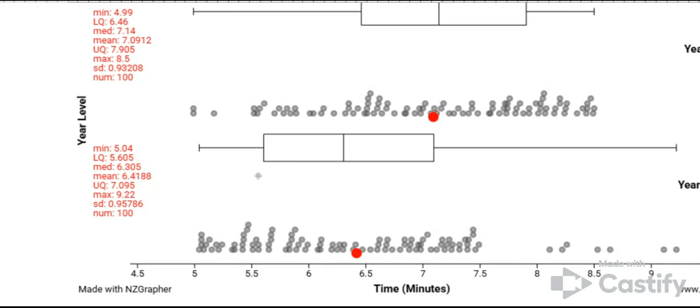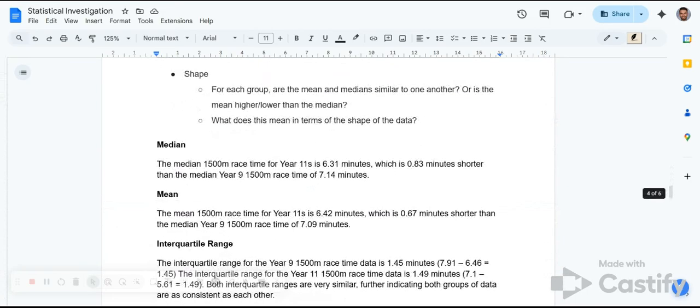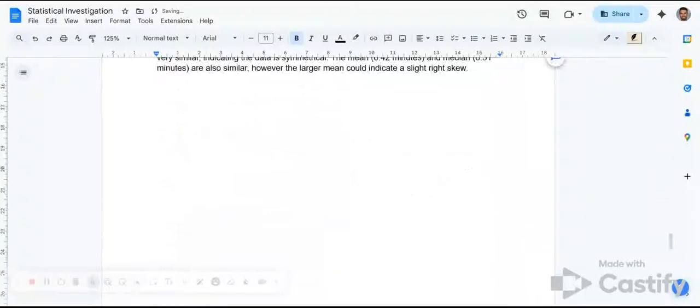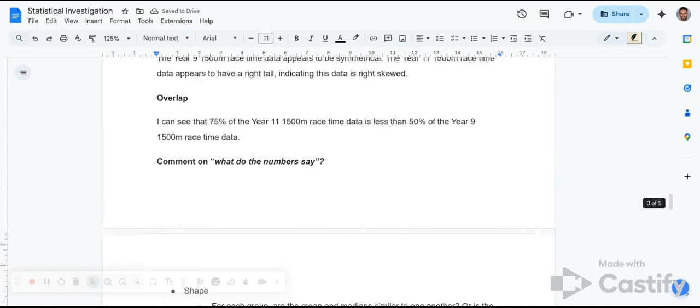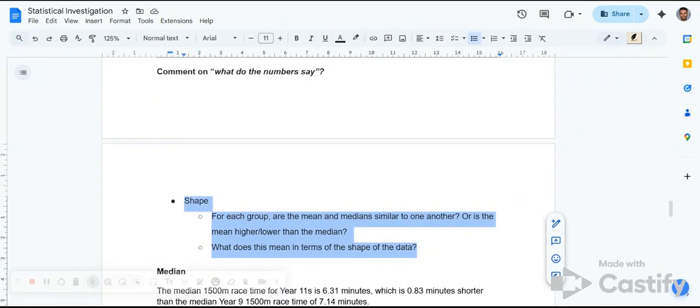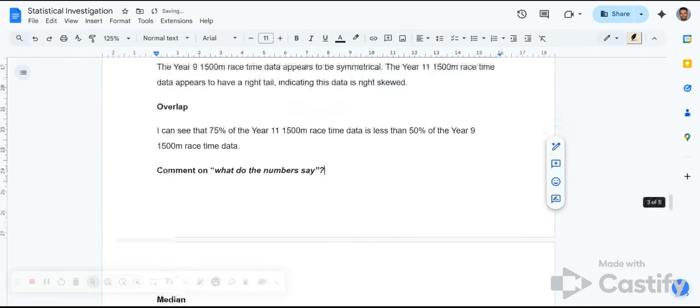They are very similar. So in that case, we would come up with a sentence a little like this: the mean and median for Year 9 1500 meter race data are very similar, indicating the data is symmetrical. The mean and median are also similar for Year 11s. However, the larger mean could indicate a slight right skew. And with that, that is everything that I need for my analysis part.